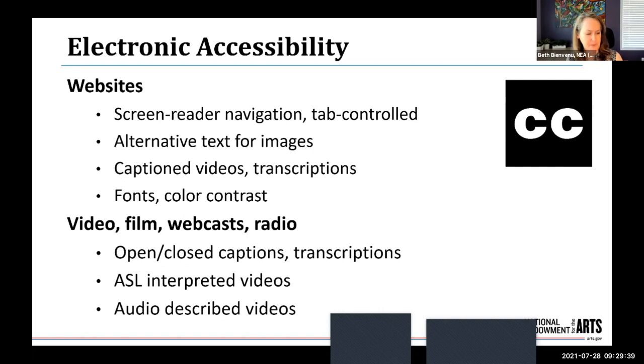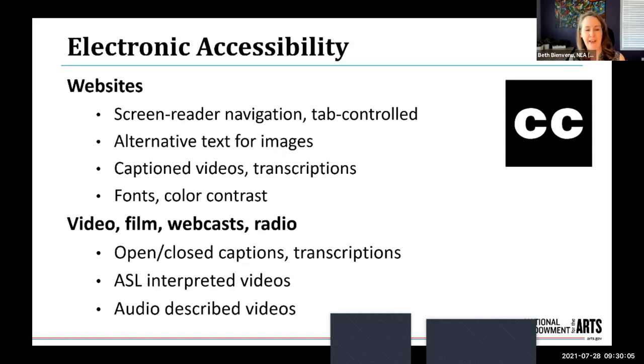So electronic accessibility, we've been hearing a lot about this lately because companies are being sued for inaccessible websites. So it's really important that you make sure that your website is accessible. And what does this mean? A lot of people don't understand exactly what that means. And I don't know the programming issues involved. I just know some of the basics.